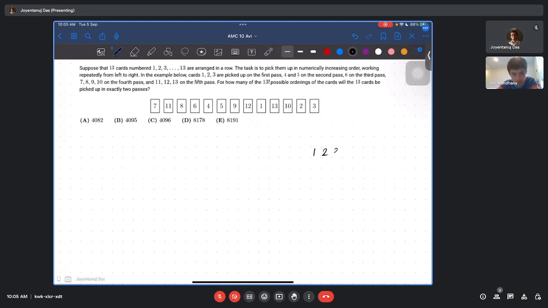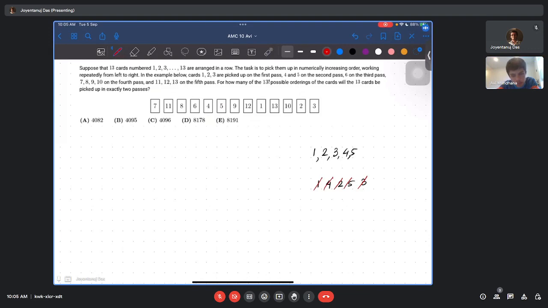So you have 1, 2, 3, 4, 5. These are the card numbers. Now we have to see which arrangement will let me pick all the cards in 2 goes, 2 passes. Suppose I arrange like this: 1, 2, 3 and then 4, 5. In the first pass I can choose 1, 2, 3, and in the second pass I can choose 4, 5, and I'm done. So this arrangement will work, right?